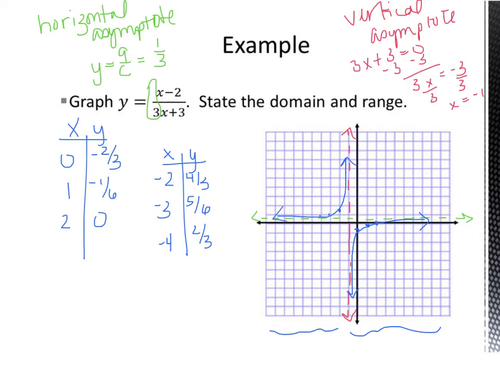And so domain and range here. Domain, all reals, we go left and right forever, except, where do we not touch? -1. And our range, we're going to go up and down forever, except not at 1/3.